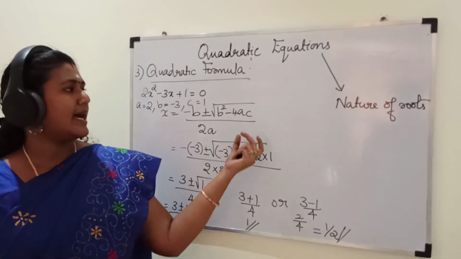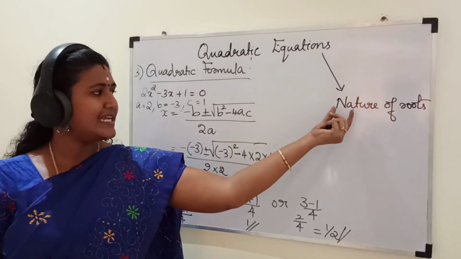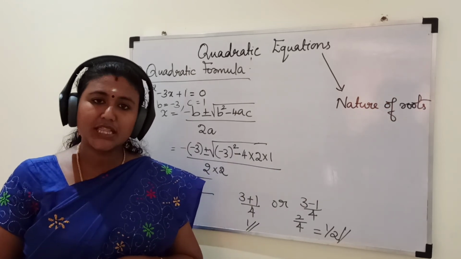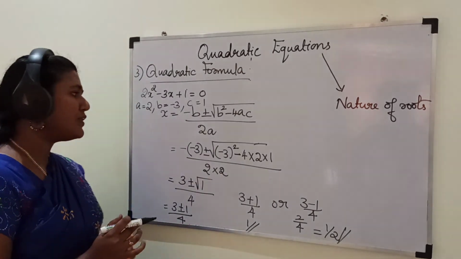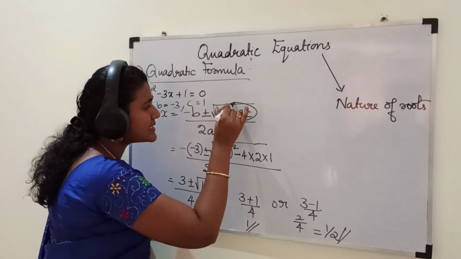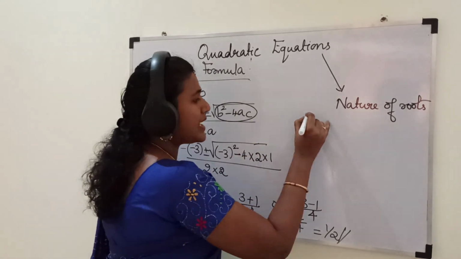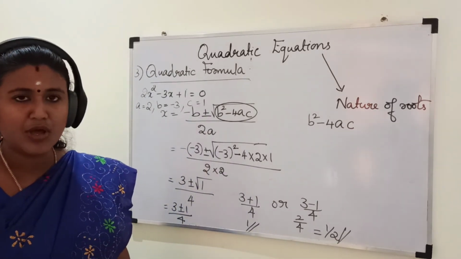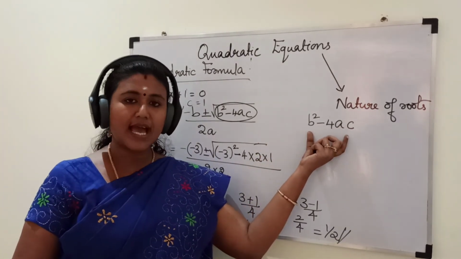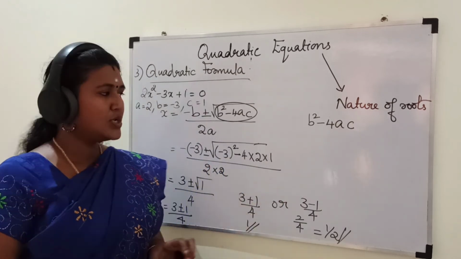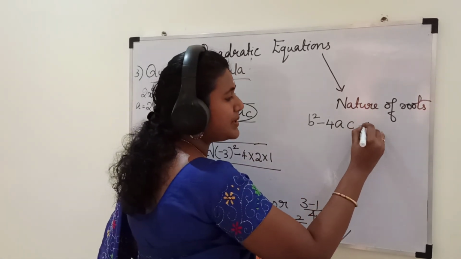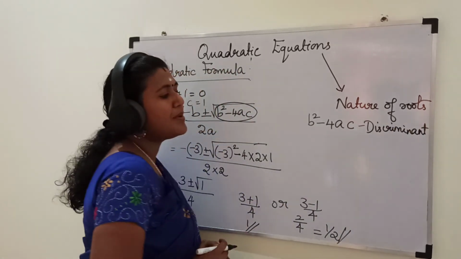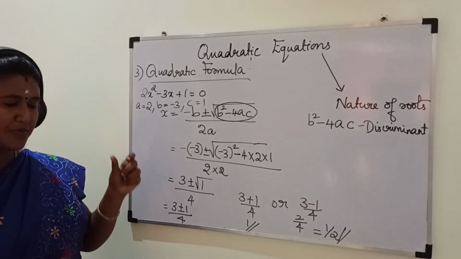Now we will move on to the next concept in this chapter, nature of roots. How can you find out the nature of roots without finding the roots? For that we will consider the expression b square minus 4ac. We need to calculate only the b square minus 4ac value. Based on this value, we can say the nature of roots. This value is called the discriminant of a quadratic equation. So you have to find out the b square minus 4ac value.